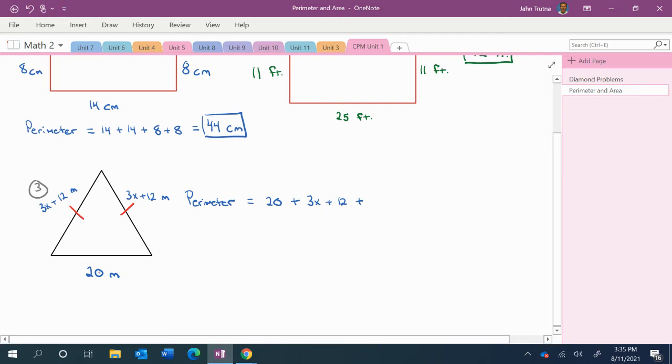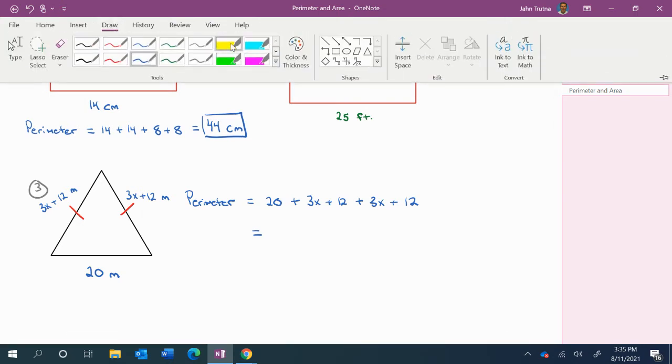So to find the perimeter, I'm going to go 20 plus 3x plus 12 plus 3x plus 12. Okay, and now I'm going to add these up. But when I add these up, I have to be careful because remember, when you're adding or subtracting, you can only add like terms together. So in other words, you cannot add the 20 to the 3x. You cannot add the 3x to the 12, but you can add the 20 to the 12, and you can add the 3x to the 3x.